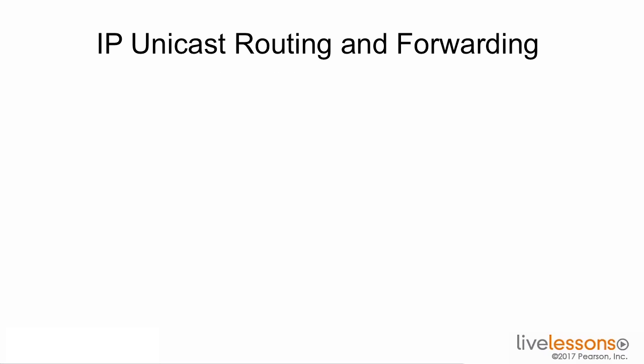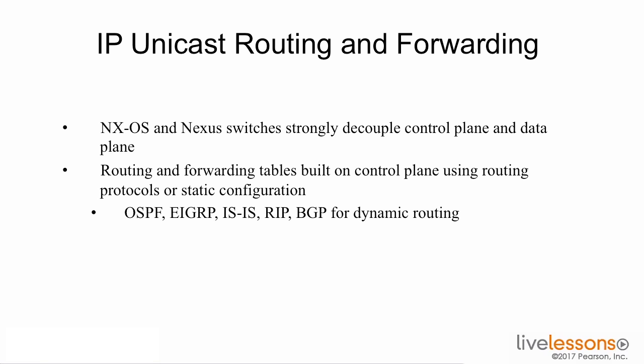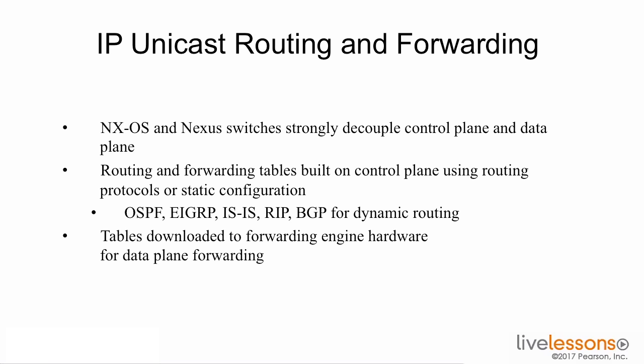In regards to IP routing and forwarding, NX-OS and Nexus switches strongly decouple the control plane and the data plane. The routing and forwarding tables are built on the control plane using routing protocols or static configuration. Some of these routing protocols are OSPF, EIGRP, and BGP, which we use for dynamic routing. Once these tables are built, they are then downloaded to the forwarding engine hardware for data plane forwarding.